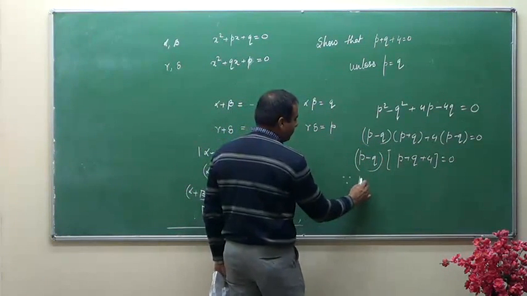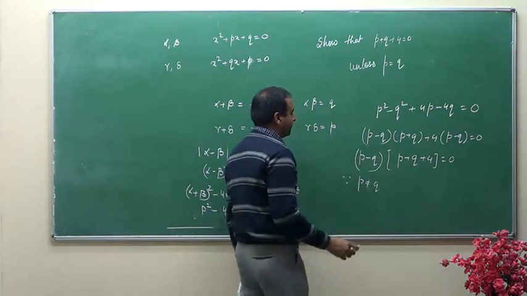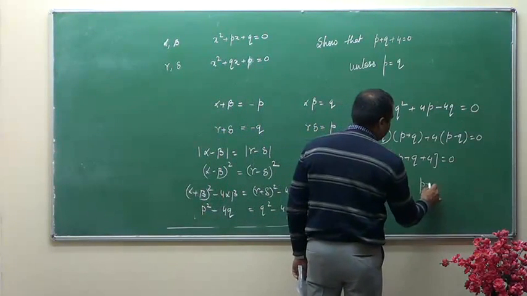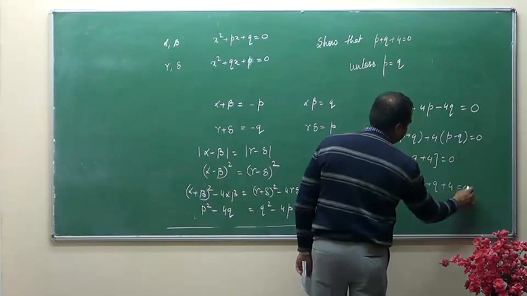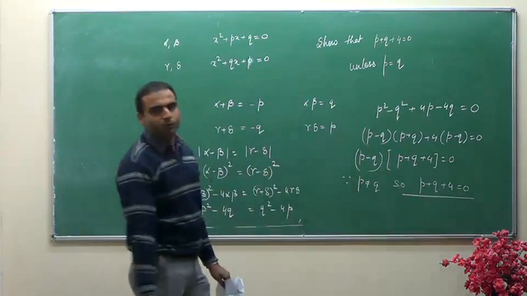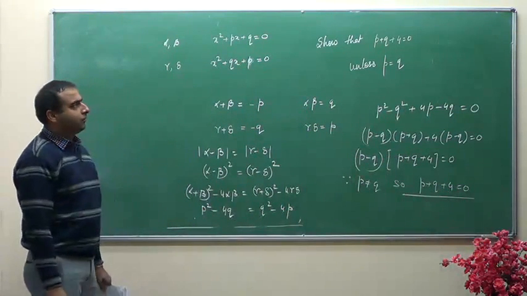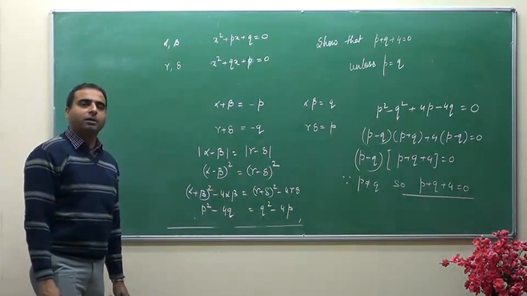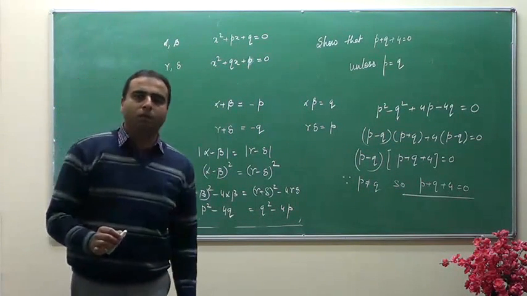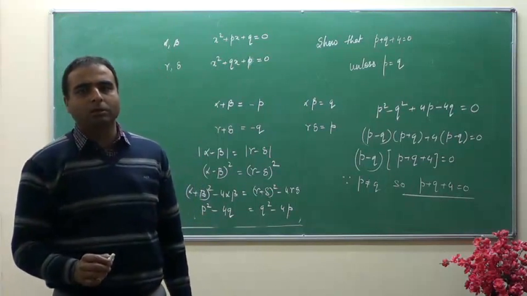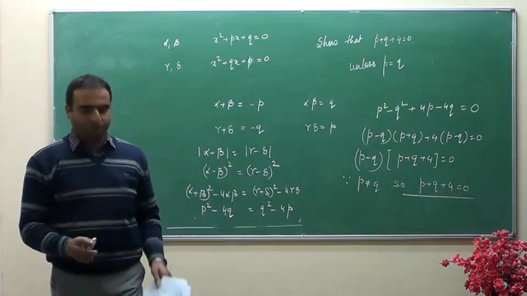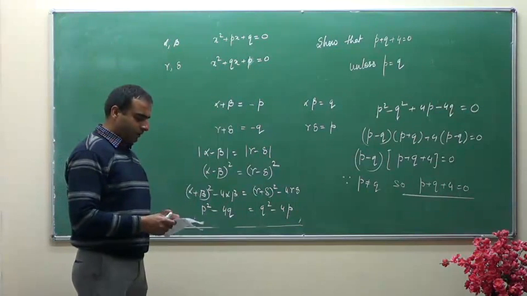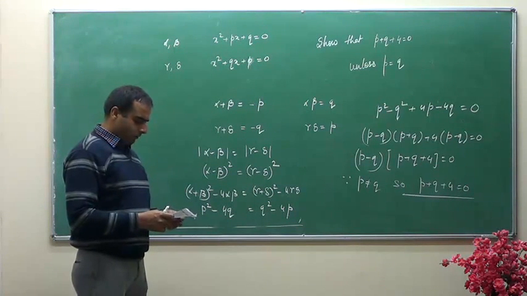Since p is not equal to q, p plus q plus 4 is equal to 0. Hence proved. Because we have to prove that p plus q plus 4 equal to 0 unless p is equal to q, that means p plus q plus 4 equal to 0 when p is not equal to q. And this way we can solve this question.